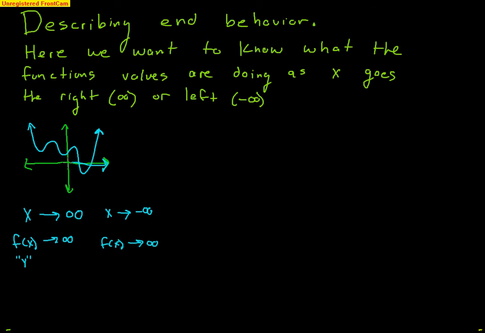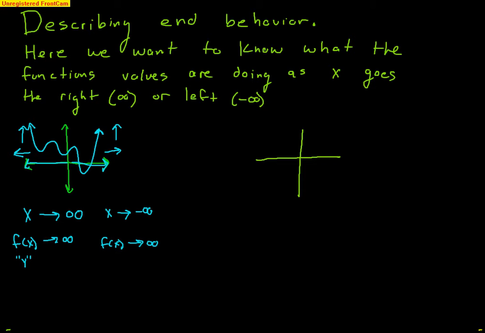Notice as I go to the left on the x, my function is going up, so my function values are going towards infinity, and the same thing on the right. As I move to the right, my function values are also going up. This is the notation that we use. We use these little arrows and the infinities to understand what's going on with the end behavior.